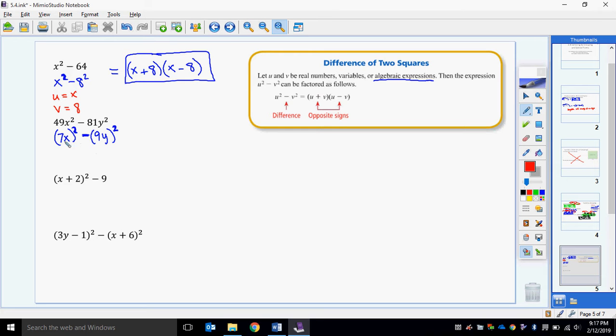So let's pick out our u and our v. The u is the first term that's being squared. So the first thing being squared is 7x, and the v, the second thing being squared, is 9y. Let's go ahead and factor it. Difference of two squares has two binomials. One needs to be plus and one needs to be subtraction. And I fill in with u and my v. So I get 7x, 9y, 7x, and 9y. And that's as far as I can factor it.